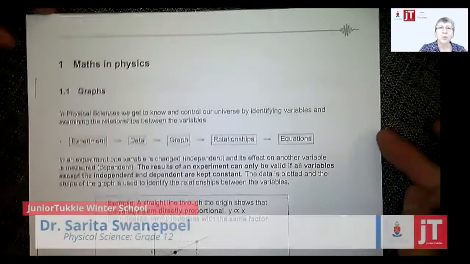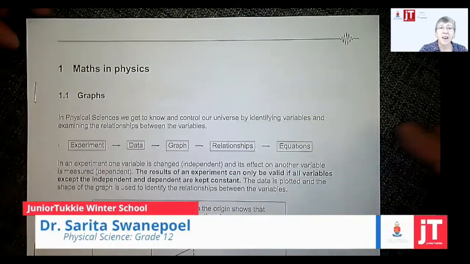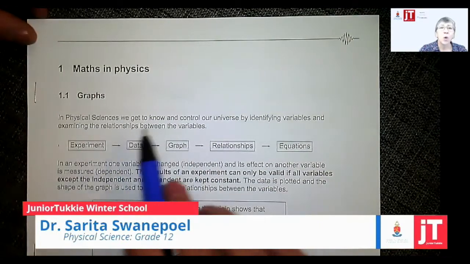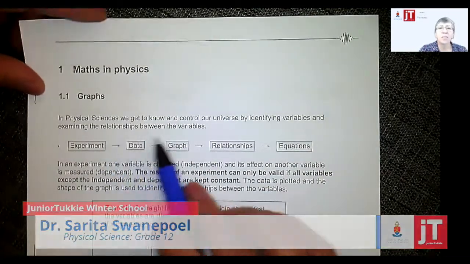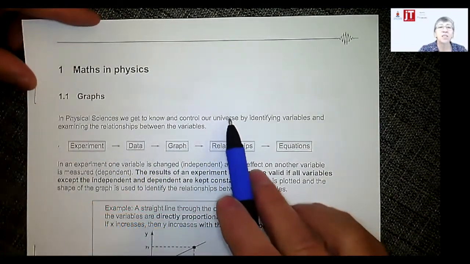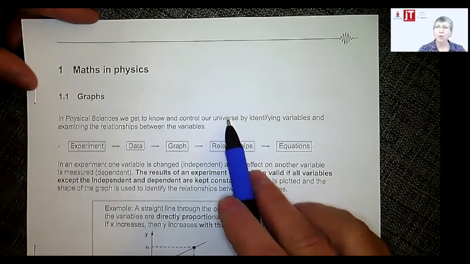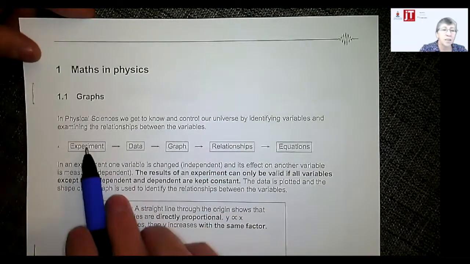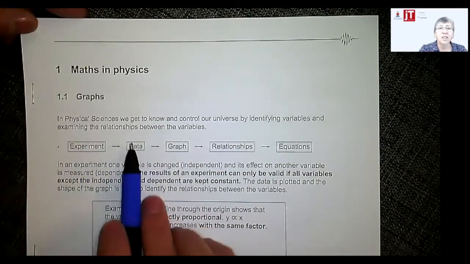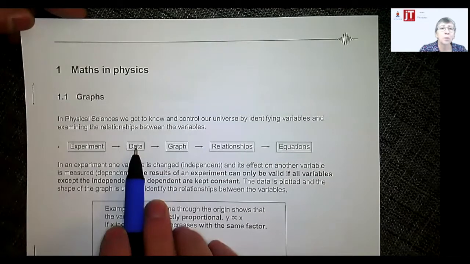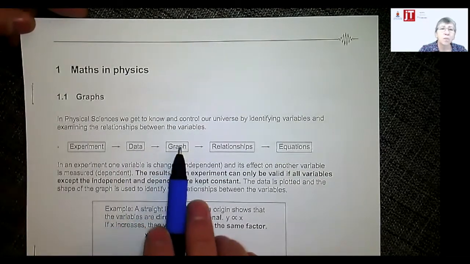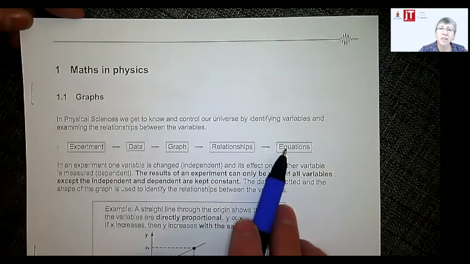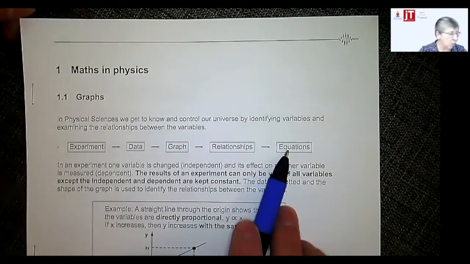Good morning, Matrix. We are looking at maths in physics today, and we're going to start off with graphs. And where does graphs come in? Now, when we do physical science, it is because we want to look at the universe around us and we want to explain things and we want to predict things. So, what we're going to do is you are going to do an experiment, and then from that, you will get data. From the data, you will plot it and get a graph. From that graph, you get the relationship, and that relationship we're going to take and put it into an equation.